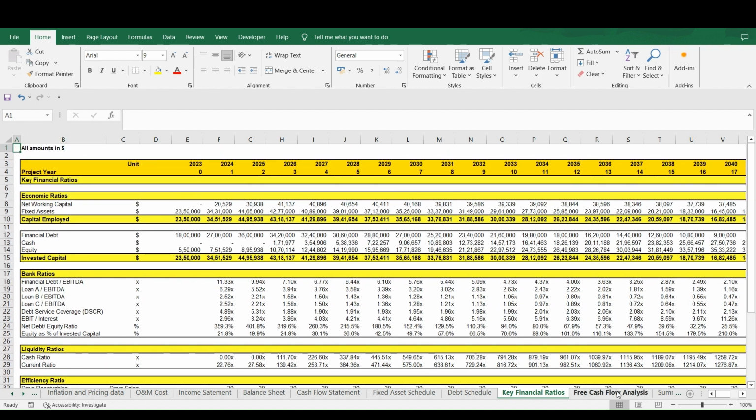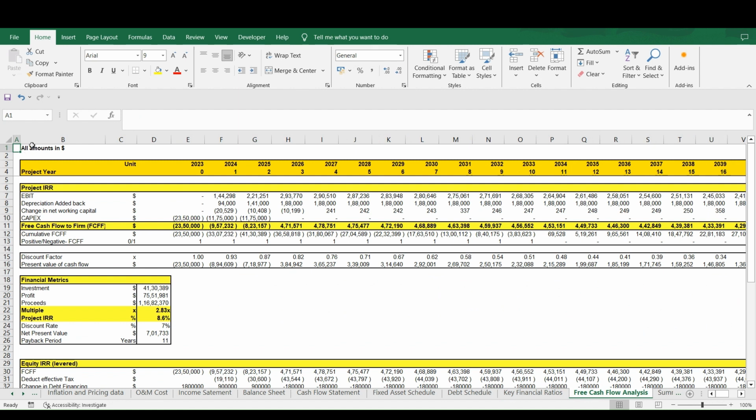We have a free cash flow analysis, in which we do analysis based on the free cash flow from the firm and the equity internal rate of return. First as a levered and second as unlevered. So it is taking the amount of debt we have taken into account and removing that effect as well. Here we have our EBIT, depreciation added back, change in working capital, capex. Then we have free cash flow to the firm.